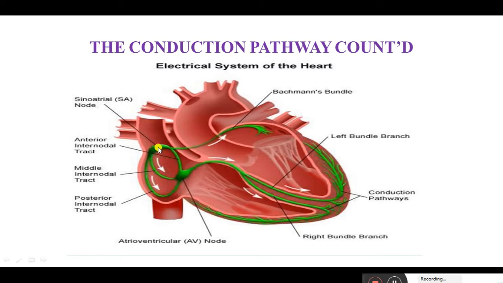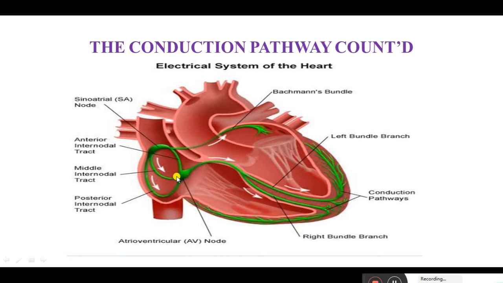The impulse travels down this track to create atrial contraction, to Bachmann's bundle, which branches to the left atrium. We have the anterior internodal tract, the middle internodal tract, and of course the posterior internodal tract. And all these tracts converge at a specialized point, the AV node.